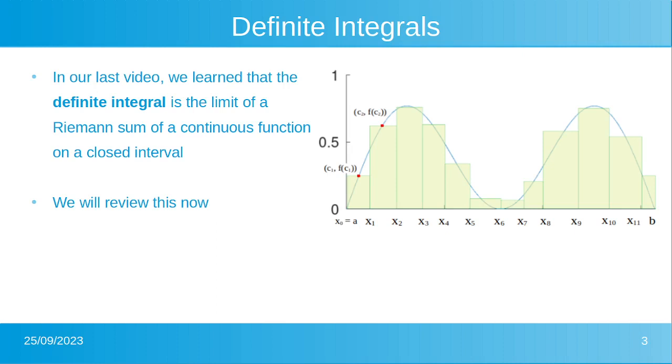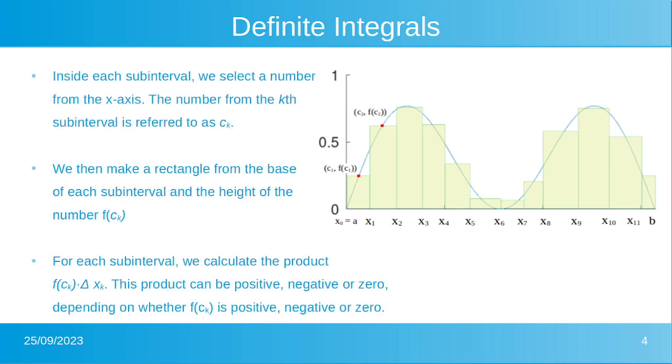So our first sub-interval corresponds to x0 to x1. Our second sub-interval corresponds to x1 to x2, and so on. So the next thing we do is, inside each subinterval, we select a number from the x-axis. The number from the kth subinterval is referred to as ck. We then make a rectangle from the base of each subinterval and the height of the number f of ck.